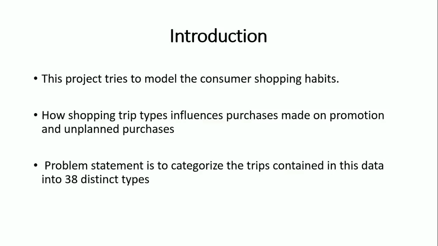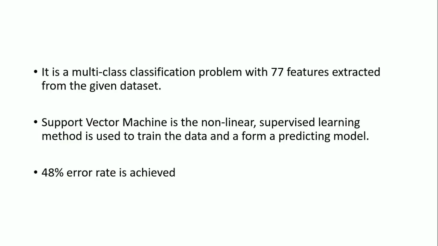So how shopping trip types influence purchases made on promotion and unplanned purchases is looked at. The problem statement is to characterize the trip types contained in this data, which is provided by Kaggle, into 38 distinct types. This is a multi-class classification problem with 77 extracted features. An SVM is the learning model used since it is a non-linear supervised learning method. SVM is the model used to train the data.